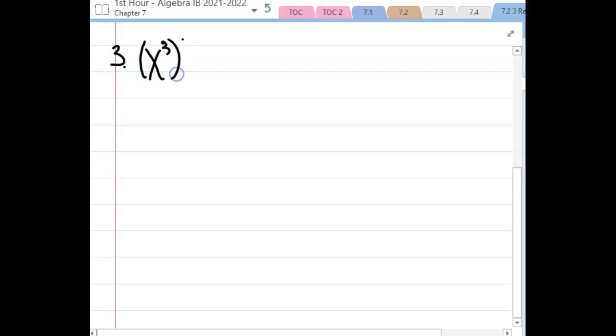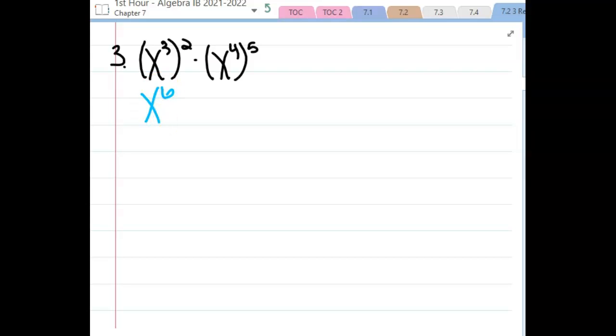Okay, number 3. x cubed squared times x to the 4th to the 5th. Now, this is the rule where it's the power of a power. This is the rule where we multiply our exponents. And the reason why we multiply our exponents, remember, x cubed squared means x cubed times x cubed. 3 plus 3. That's the same thing as 3 times 2, which is x to the 6th.